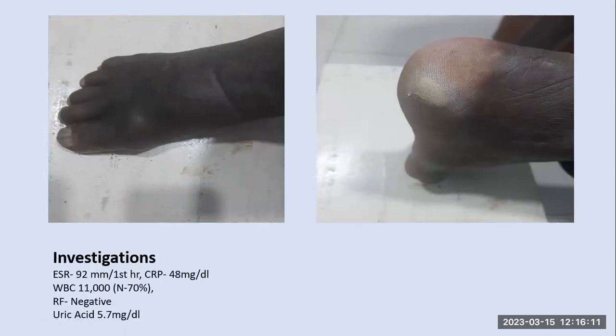I'm sorry about the quality of these two pictures, because this patient is so dark, I couldn't grab it clearly. Here there's a nodular area with a yellowish material inside, and also a lesion in the outer part of the sole, which might mimic an abscess. Investigations: ESR was 92, CRP 48, WBC slightly raised, RF negative, and uric acid was normal.